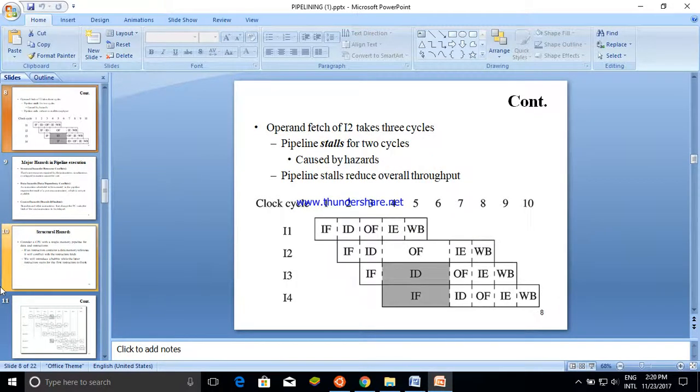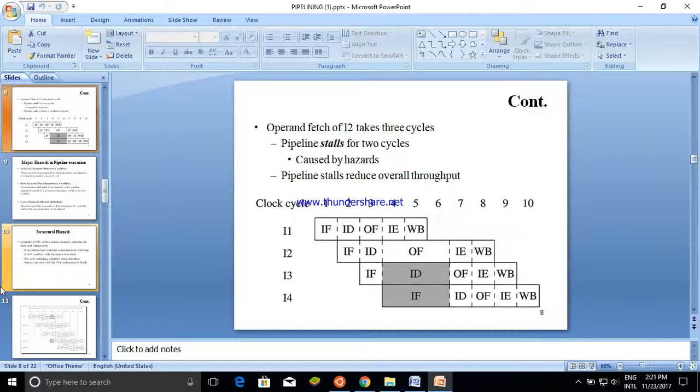Now the next slide. Yes, operand fetch of I2 takes 3 cycles. Obviously, in clock cycles 1 to 10, here we are taking instructions I1 to I4. IF is the instruction fetch, ID is the instruction decode, OF is the operand fetch, IE is the instruction execution, and WB is the write back. Now just see from clock cycle 4 to 6. The IE, WB and the other blank blocks are getting executed by operand fetch, which is taking 3 cycles. Now what is happening is that here pipeline stalls are taken for 2 cycles.